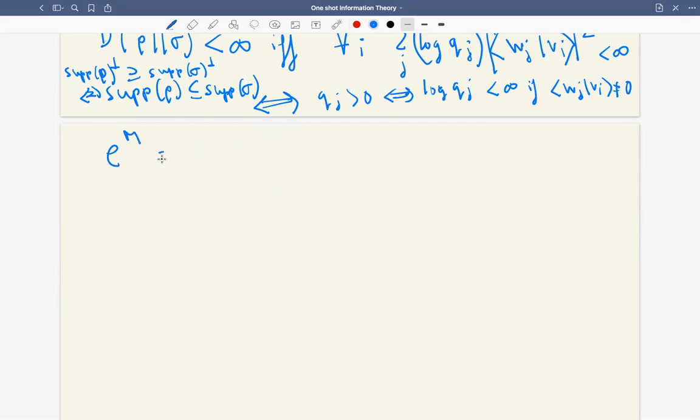e to the M, actually you can define it as identity plus M by 1 factorial plus M squared by 2 factorial, and so on. You've seen this, right? And you can show that this converges, irrespective of the matrix.